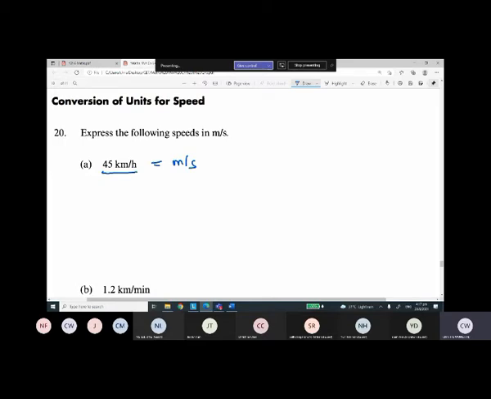First thing you do, you look at, okay, 1 km, how many meters? 1,000 meters. And 1 hour is equal to how many seconds? 60 times 60, 3,600 seconds. Am I right, all of you? Yes, sir.